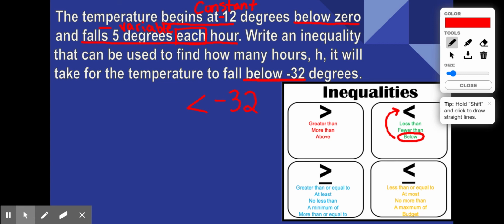Now we just put the rest of our pieces together. We're starting at negative 12 degrees, and we're falling, so minus 5 degrees each hour, so negative 5H. And again, these could be flipped. I could put my falling 5 degrees per hour at the front and my starting negative 12 second, less than negative 32.